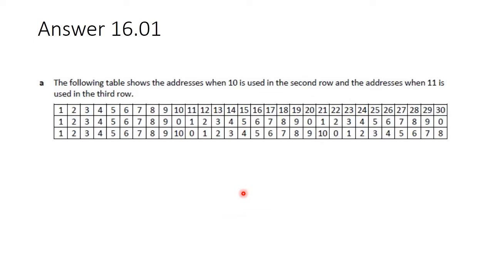Okay, let's take a look at the first one. I want from 1 to 30, so it is 1, 2, 3, 4, 5, 6, all the way up to 30. In the second row, I use the value 10. When you use the value 10, you can only have remainders 0 to 9, because 10 over 10 gives 0 remainder, and 20 over 10 gives 0 remainder, and so on up to here.